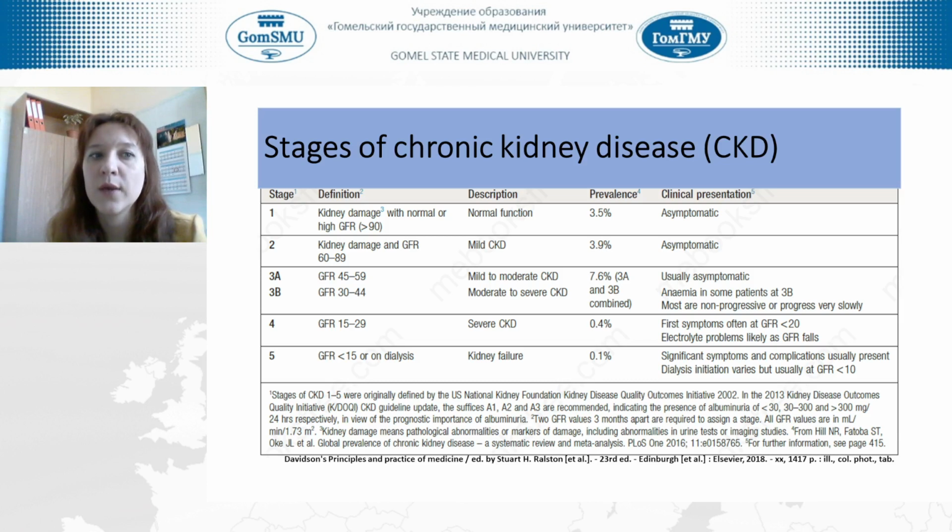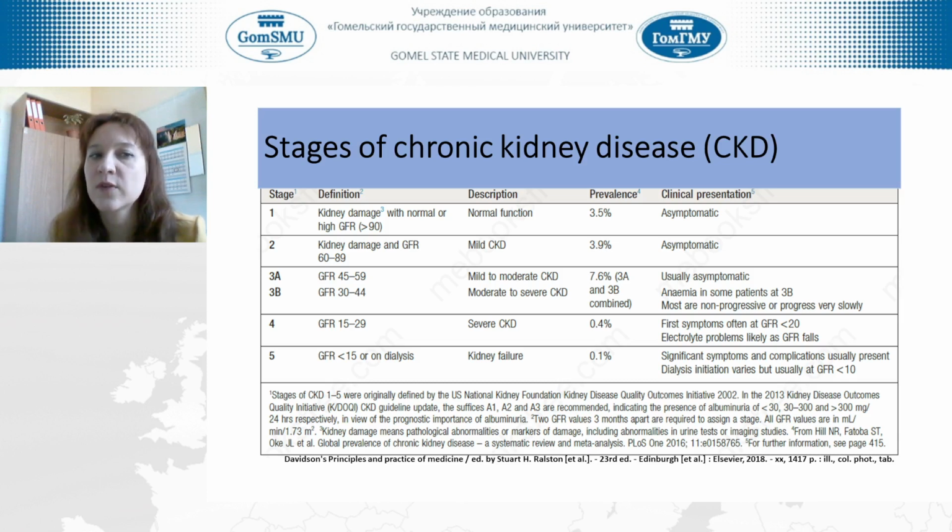Stage 3A, glomerular filtration rate 45 to 59. It's mild to moderate chronic kidney disease, usually asymptomatic. Stage 3B, glomerular filtration rate 30 to 45. Moderate to severe chronic kidney disease. Anemia can be present in some patients, and most are non-progressive or progress very slowly.